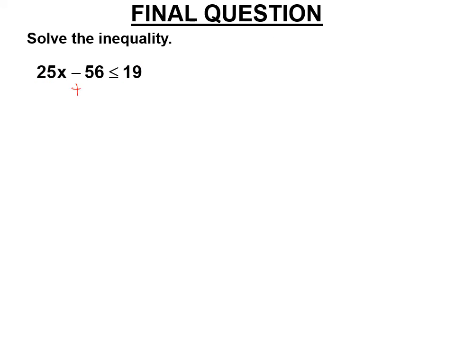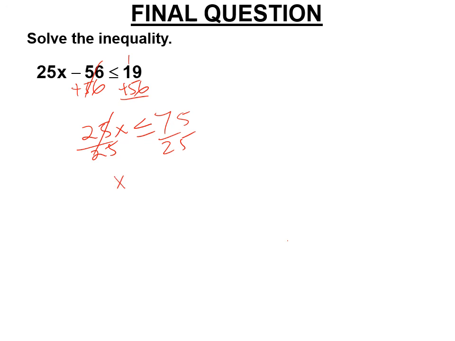Inequality here, we're adding 56 to both sides. 25x is less than or equal to what? 75. Divide both sides by 25. 25 goes in 75 3 times. X is less than or equal to 3.